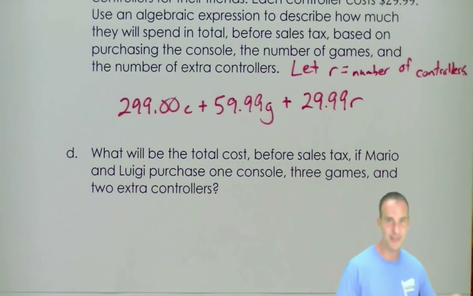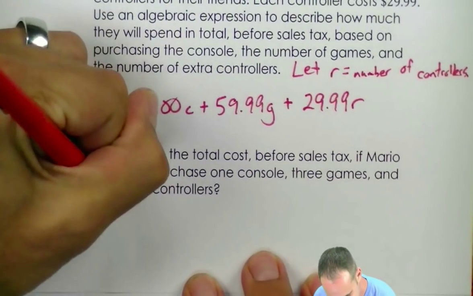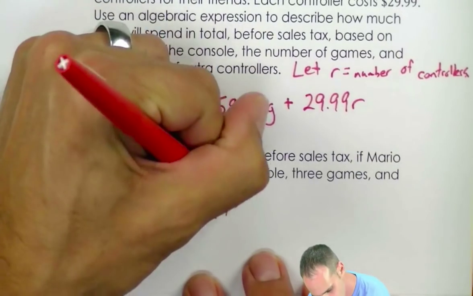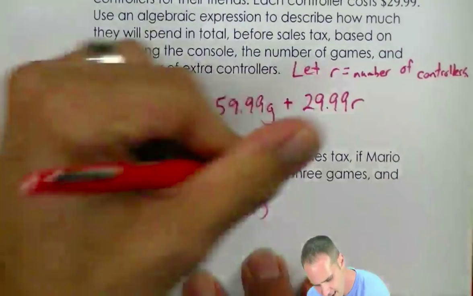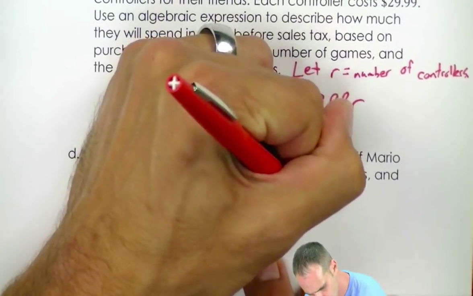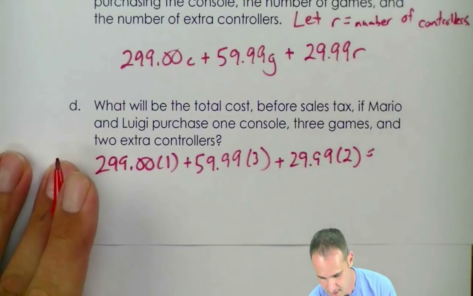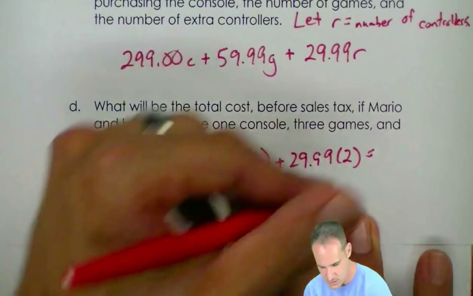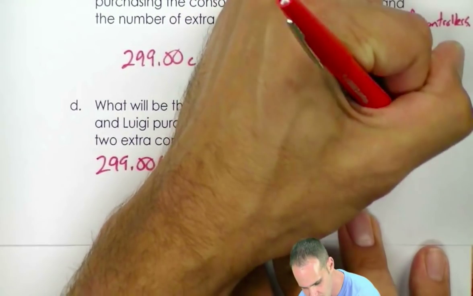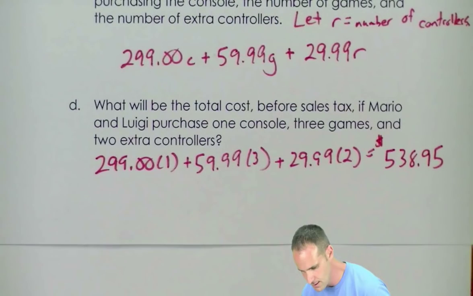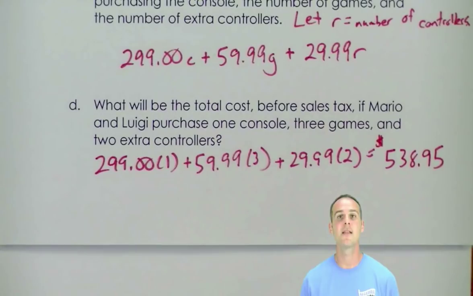Here, I'm back. Okay, so here we go. One console, 3 games, 2 extra controllers. Break out that calculator, you'll get $538.95.